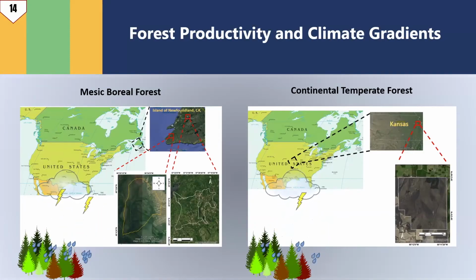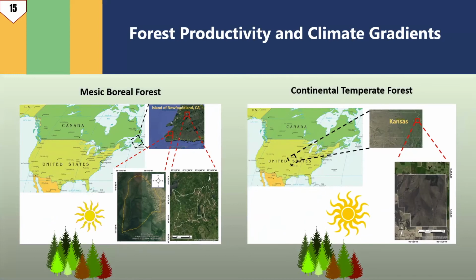Of the study sites, the forests located in Newfoundland Labrador are on one end of the climate variation, while the forest located in Kansas, KU Field Station, is at the other side. In this slide and the following, I wanted to demonstrate the different amount of precipitation and heat from the sun between these 2 very different types of forests. The continental temperate forests receive less precipitation compared to the mesic boreal forest, although they receive more heat from the sun than the mesic boreal forest.